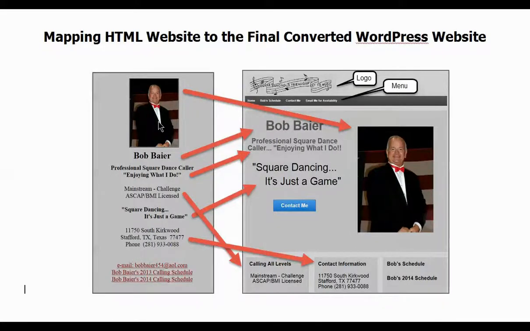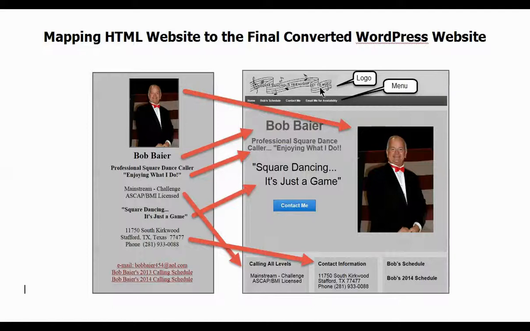So we're mapping the picture to the featured content. Bob Byer goes to the headline. Professional Square Dance Caller Enjoying What I Do goes to the subheadline. The mainstream through challenge, ASCAP BMI licensed, is being mapped to Home Widget 1. Square Dancing, It's Just a Name goes into the content area. We're mapping the address from the original HTML website to Home Widget 2. We've added the link for Bob's calling schedule to Home Widget 3.